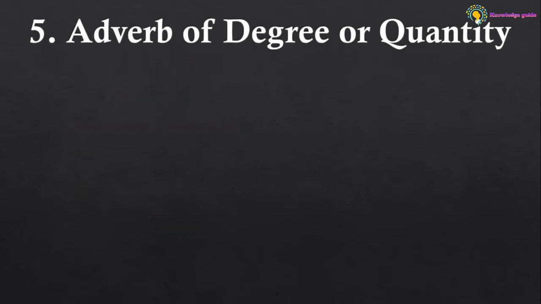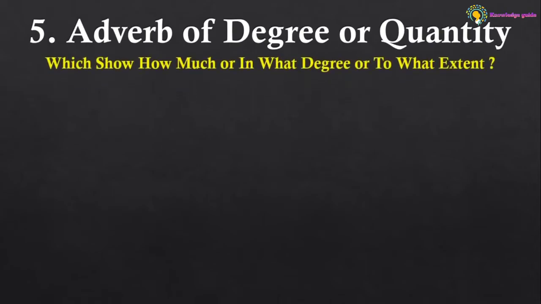Fifth, we have adverbs of degree or quantity, which show how much or in what degree or to what extent. This kind of adverb shows us to what extent and to what kind of degree a sentence is. For example, you are partly right. So friends, you can note that here the word partly, which is in red color, shows us how partly, that means how partially the person is right. So it is showing the adverbs of degree.